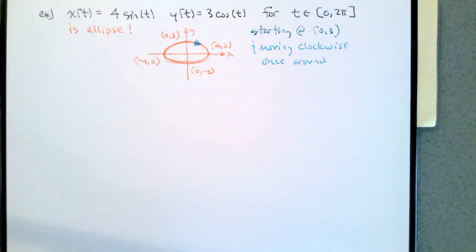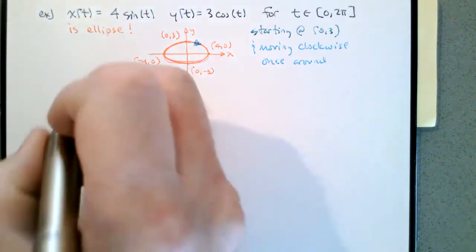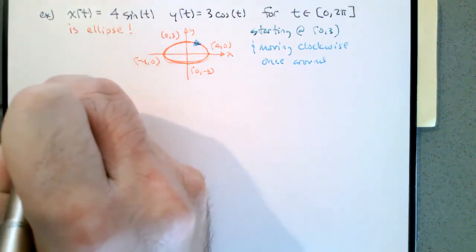The important thing to note is that by parameterizing our curves, we're assigning a start and an end and a direction. We're assigning a direction to the curve. When we parameterize a curve, we give the curve direction. That's the important thing to take away.